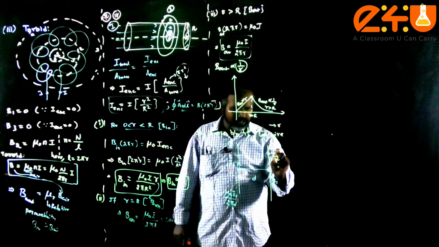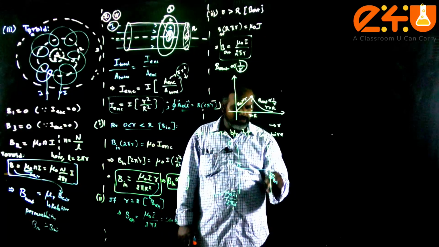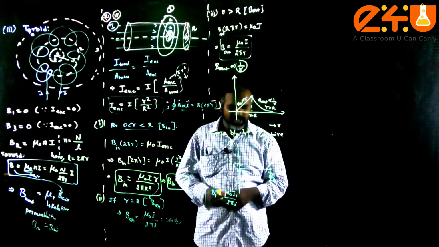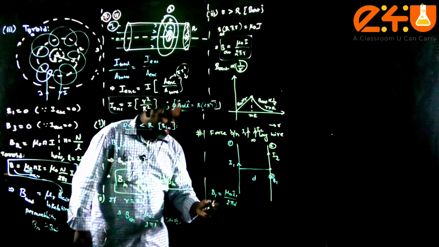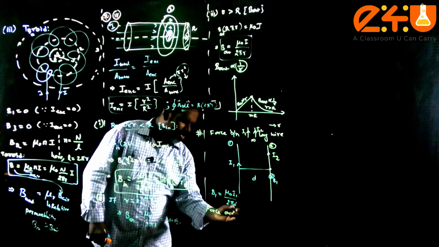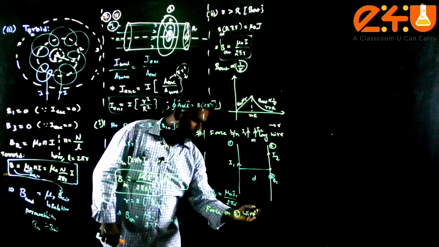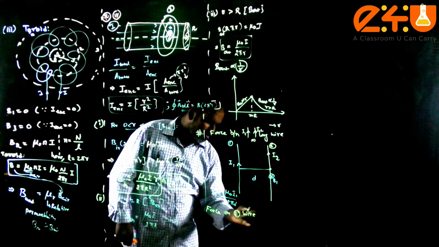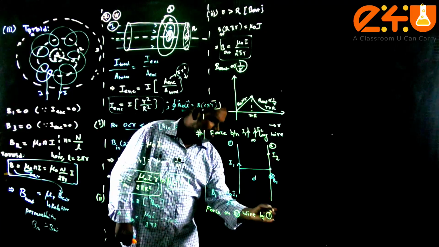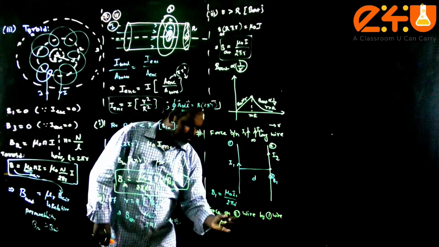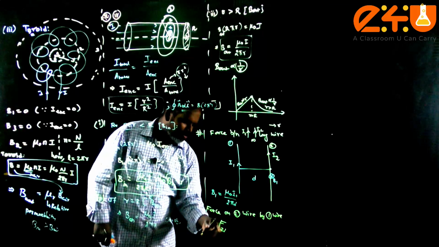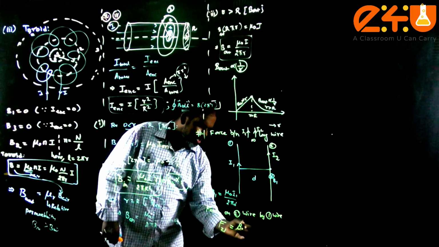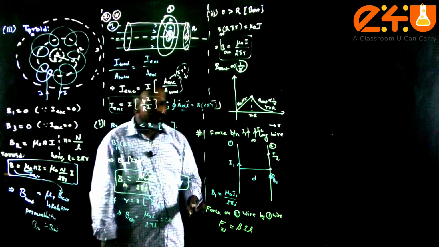Now this current carrying wire is placed in this uniform magnetic field. Therefore, we can say that this wire experiences some force, the force on the second wire due to the presence of the magnetic field produced by the first wire. So the force on second wire by the first wire is given by F21, force on 2 by 1. So F21 equals BIL sin theta. This is the formula we learned.